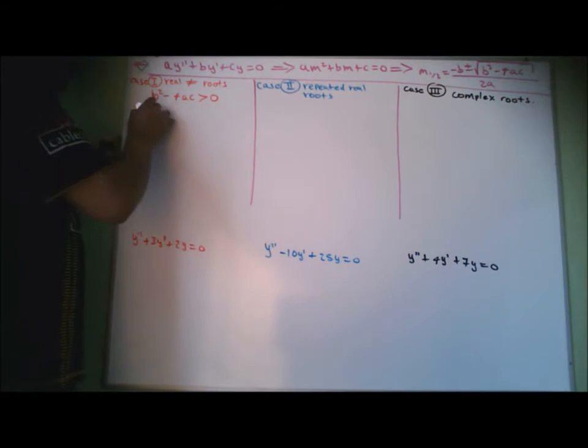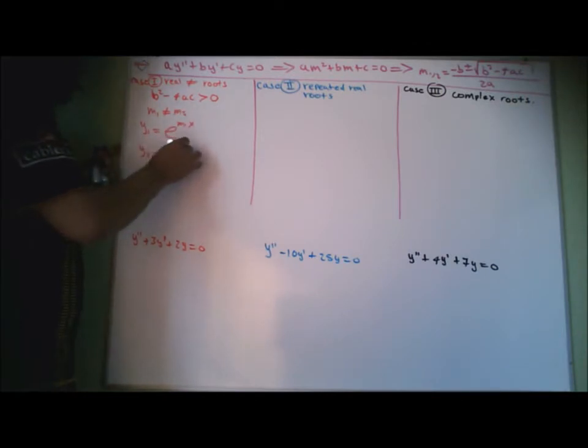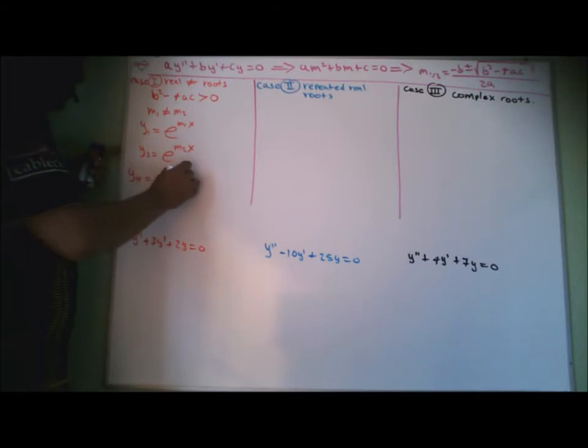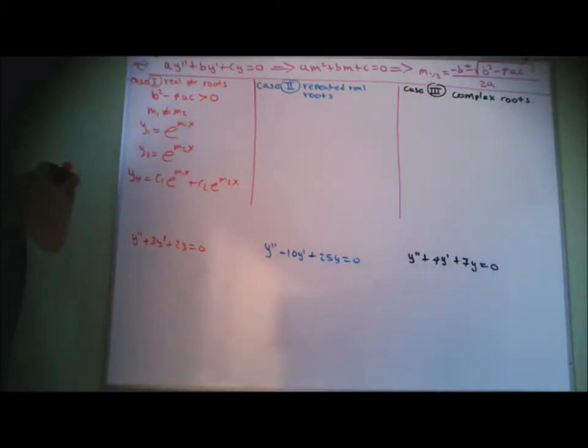So m1 is going to be different than m2. My first solution is going to be exponential of m1x, and my second solution is going to be exponential of m2x. So the homogeneous solution is going to be c1 exponential of m1x plus c2 exponential of m2x. Okay, so this is the formula for this case.